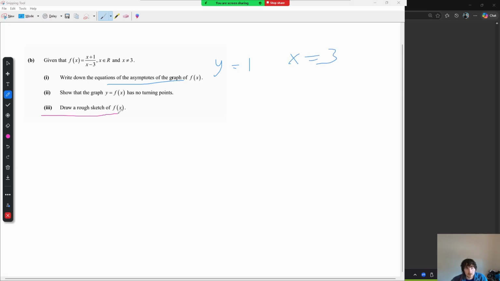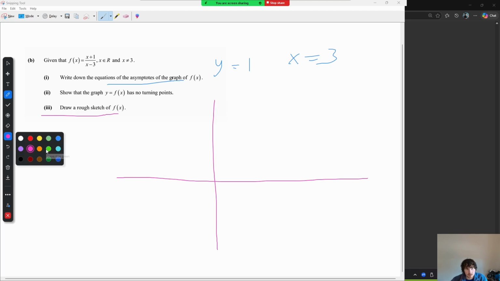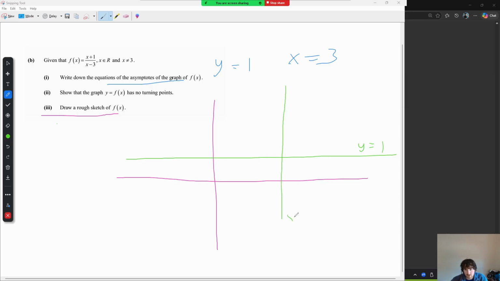This would be part 2 here, which is to draw a rough sketch of this. So there's two options, okay, and we'll draw it in Desmos after. You need to draw your horizontal asymptote, y equals 1, first. You could draw it in either order, it doesn't matter. So that's y equals 1. And then you draw your vertical asymptote, x equals 3.